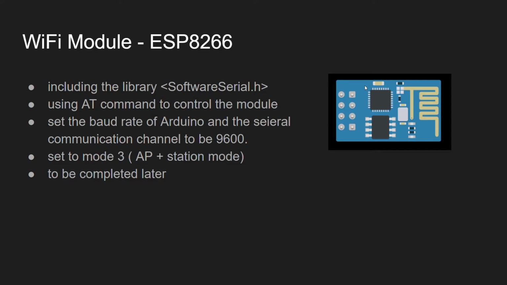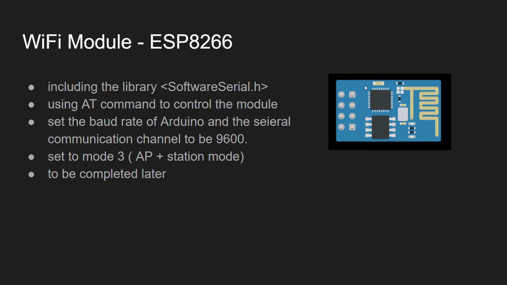And for the Wi-Fi module, the model is ESP8266, and we would include the library SoftwareSerial.h because we want to establish a serial communication between the Arduino board and the Wi-Fi module. And we would control this Wi-Fi module by using AT commands.